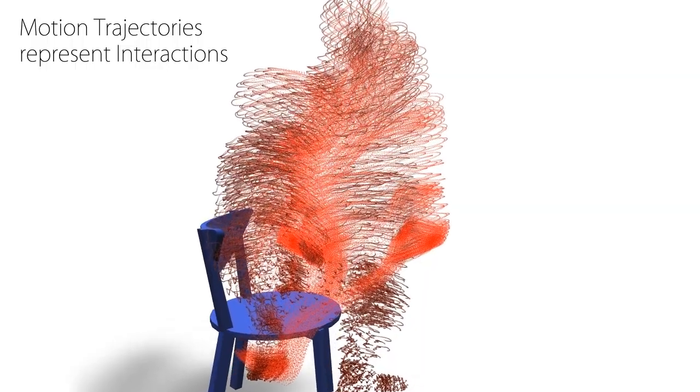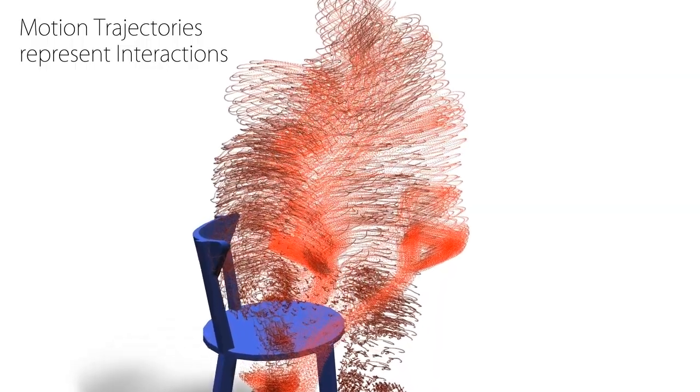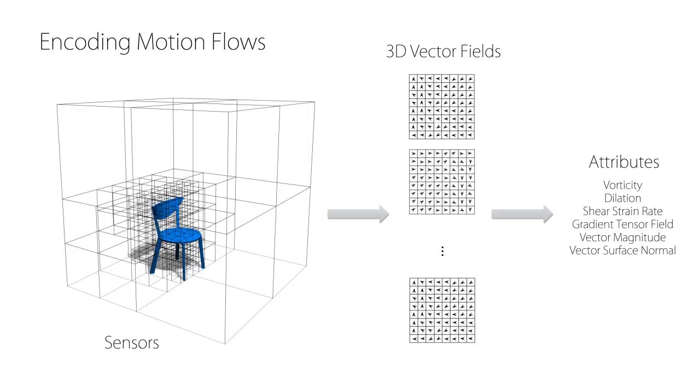Each trajectory encodes the positional changes of a particle and its velocity over time. The set of trajectories represents the interaction that we can now analyze. We encode the motion flow of an interaction by converting each sensor region to a 3D vector field. We analyze the captured motion by computing a set of its first-order attributes, such as vorticity, dilation, and shear strain rate.